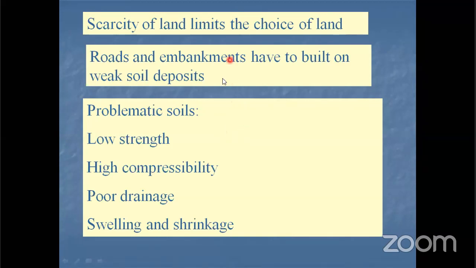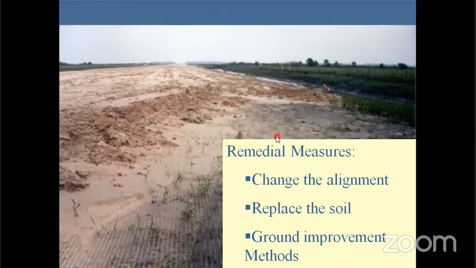Okay, thank you. So the roads and embankments are most of the time built on weak soil deposits. These problematic soils will have low strength, high compressibility, poor drainage, and the swelling and shrinkage characteristics are also not good. Now, with this soft subgrade, it is impossible to do a construction without losing expensive base material into the subgrade.